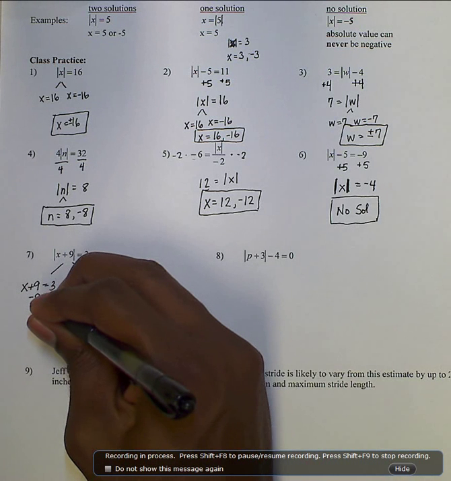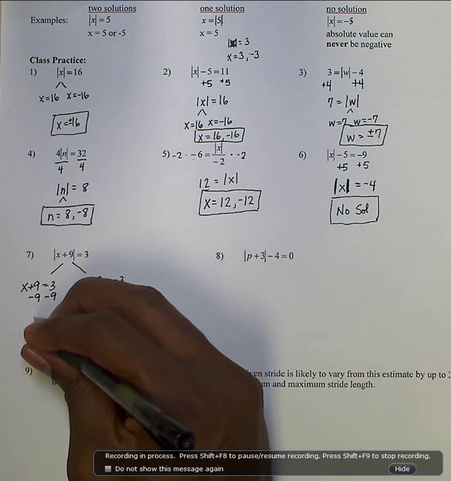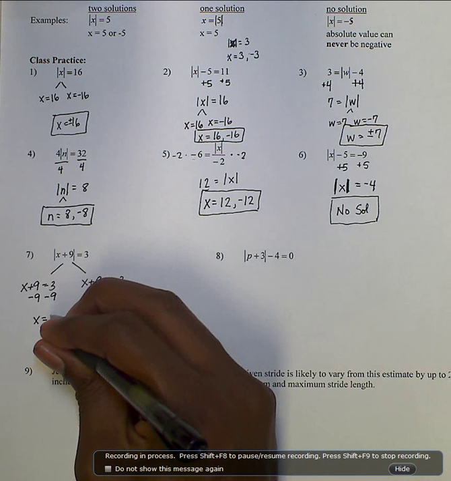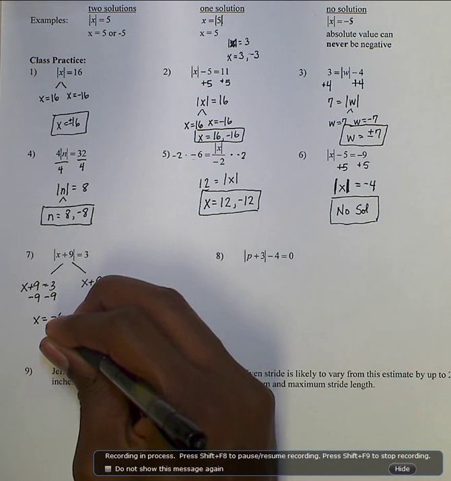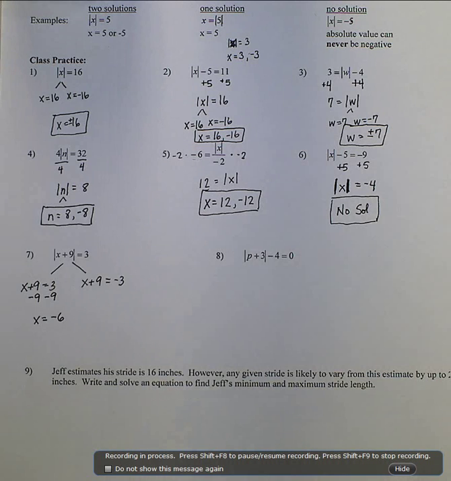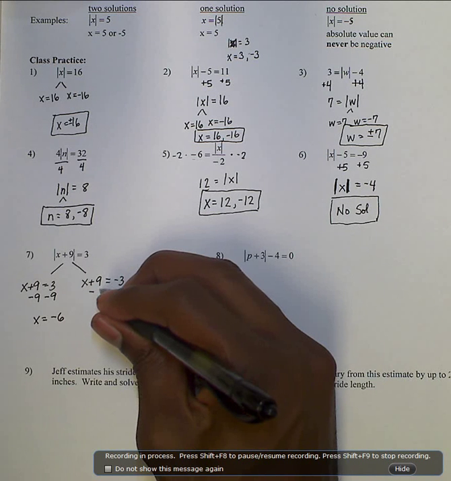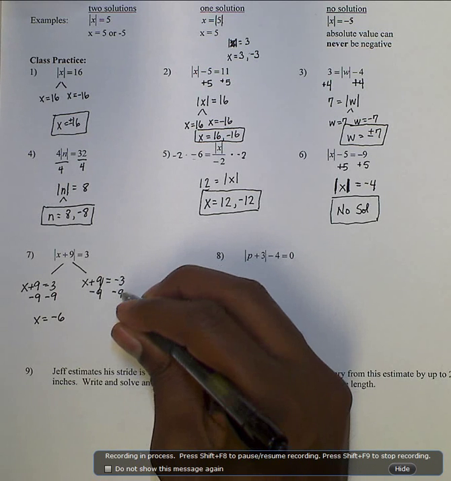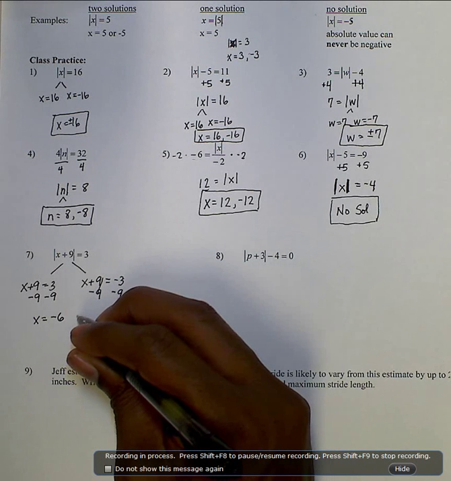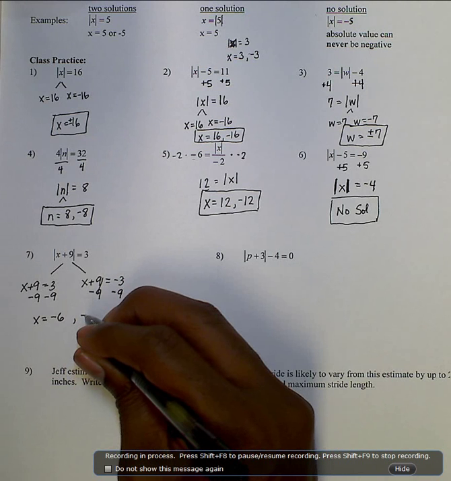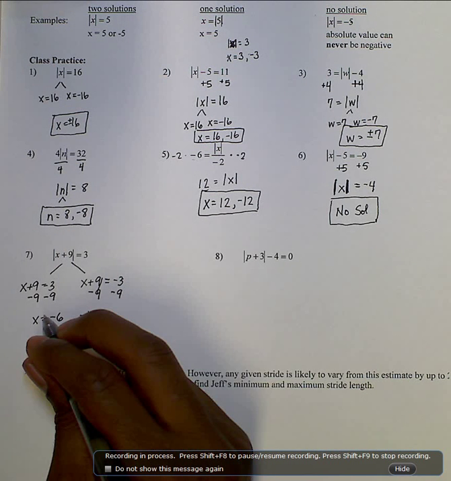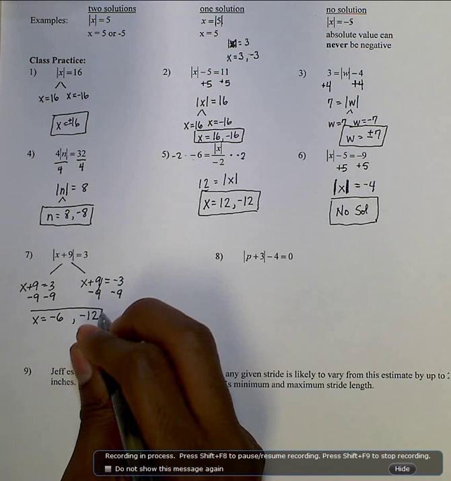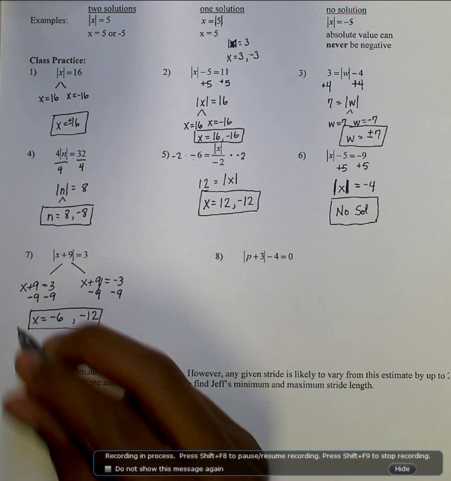There's 2 possibilities. So x could equal 3 minus 9, which is negative 6. Or x could equal negative 3 minus 9, which is negative 12. And so there are our solutions.